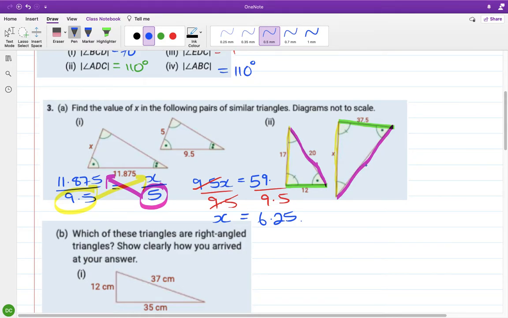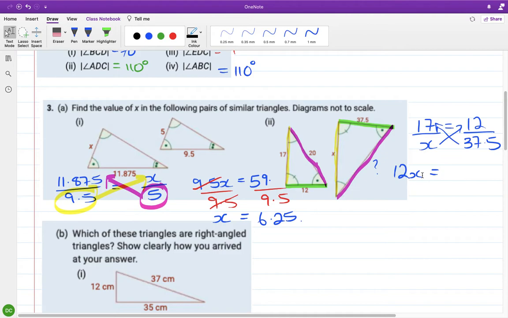So the pink one is kind of useless because I don't have it here. So I'm going to stick with the green and the yellow. So 17 over x, that's yellow over yellow, and then 12 over 37.5 is green over green. So cross multiply, and we get 12x equals 37.5 multiplied by 17 is 637.5, and then divided by 12.